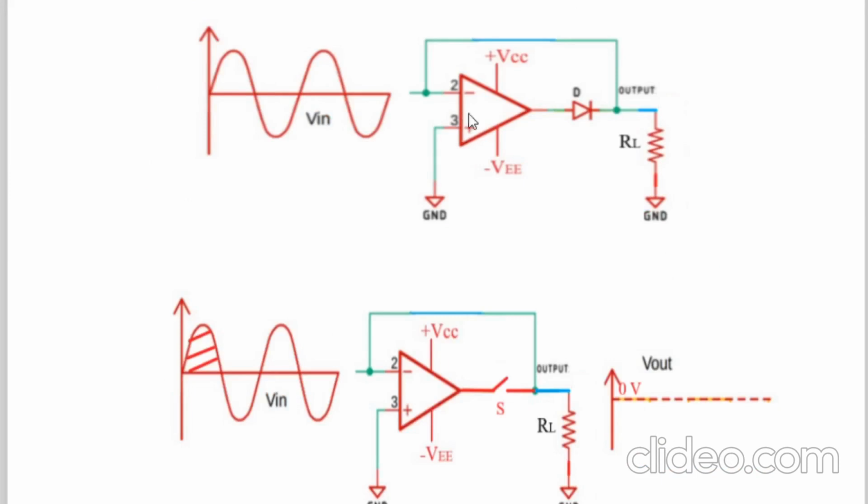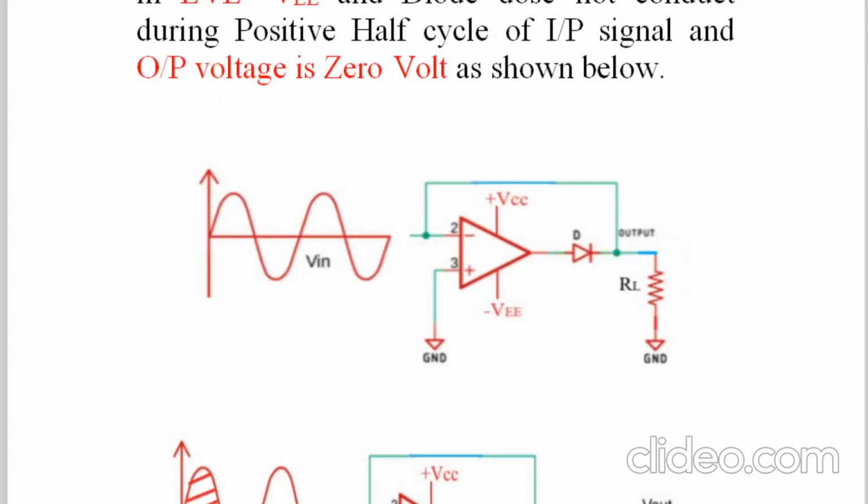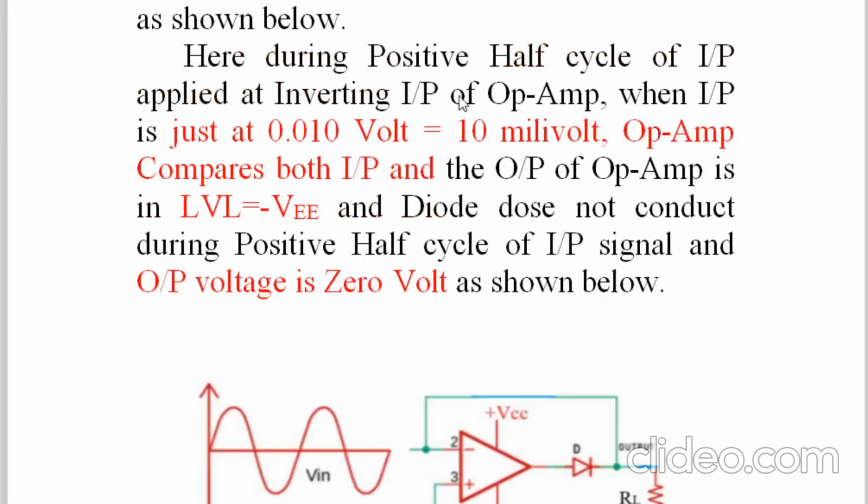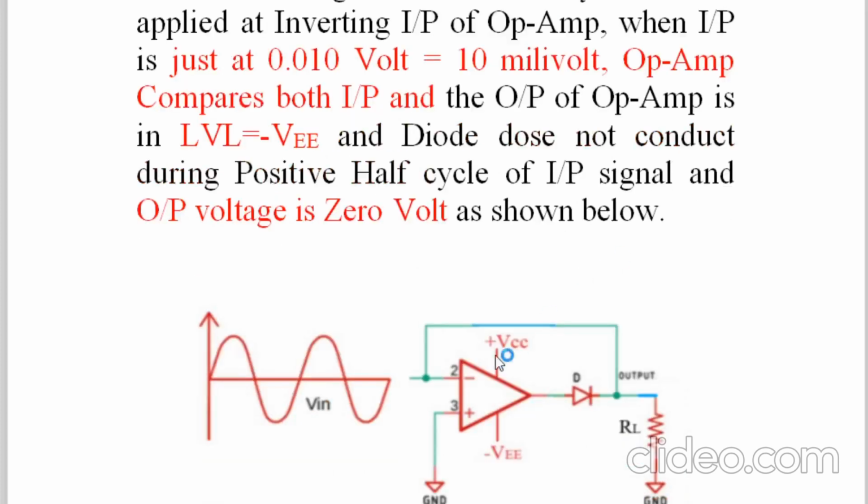The other input, the non-inverting one, is grounded, that is 0 volt. As soon as the input signal of the positive half cycle crosses just 10 millivolt, the op amp compares both inputs. The other input is at 0 only, because you connected the non-inverting pin to ground. So here the op amp compares both inputs, and the output of the op amp is in LVL, that is equal to minus VEE.